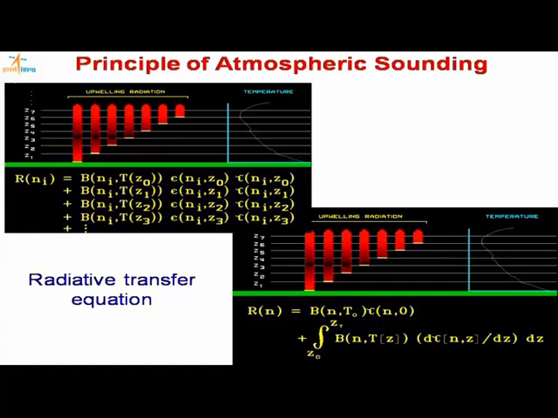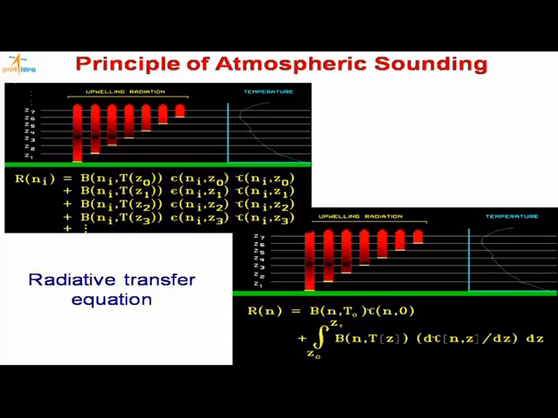So this is the temperature of this layer, and this is the Planck function, that is the radiance emitted by this layer, multiplied by the emissivity of this layer, and we multiply by the transmittance from this layer to the top of the atmosphere. Similarly, we add the contributions from various layers to compute the radiance received by the satellite at the top of the atmosphere.